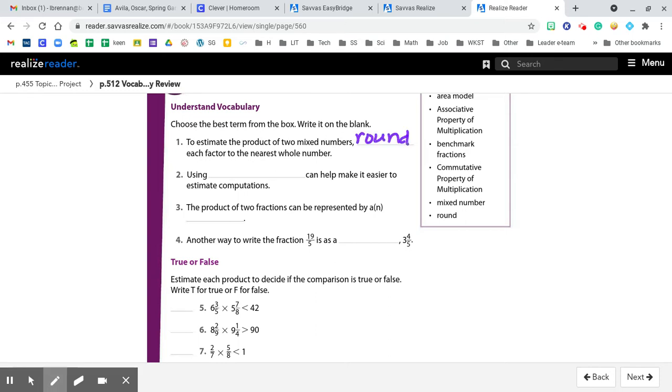Using blank can help make it easier to estimate computations. So using our benchmark fractions can make it easier to estimate. The product of two fractions can be represented by an area model. Another way to write the fraction 19/5 is as a mixed number, and it's 3 4/5.